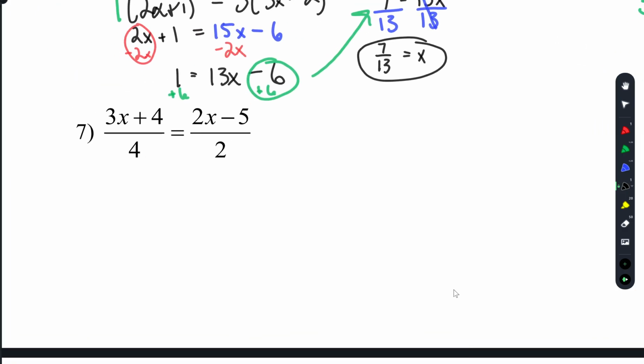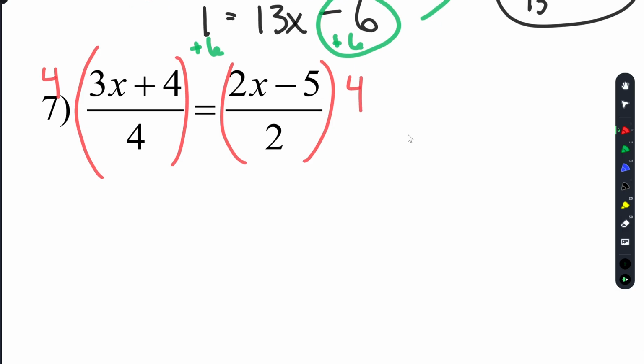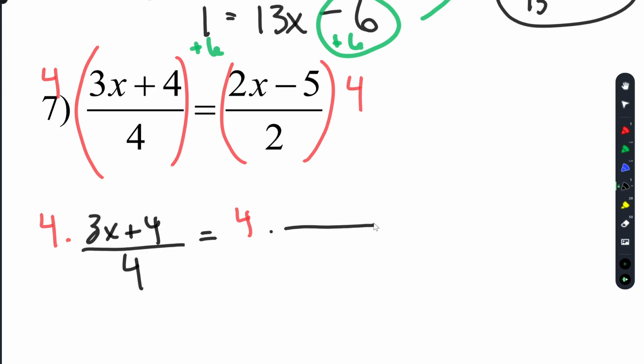All right, so here's a crazier one. What number should I multiply to both sides to clear the fractions? 4. Yep, 4. Multiply both sides by 4. I'll show you why the 4. If we do 4 on both sides, again, we have to keep it legal. You can't just multiply one side by 4 and not the other side.